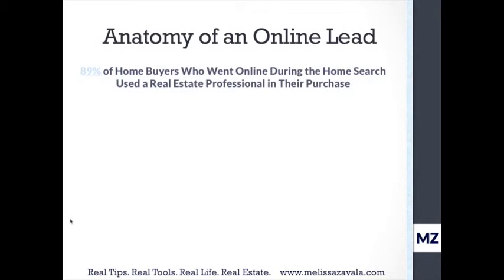The other thing that you need to know, because you think, oh my gosh, and we did talk about this. We talked about the fact that Oxford University said that there's an 86% probability that a real estate professional's job could be automated at some point in the future. But isn't it interesting that 89% of home buyers who went online during the home search actually used a real estate professional in their purchase?